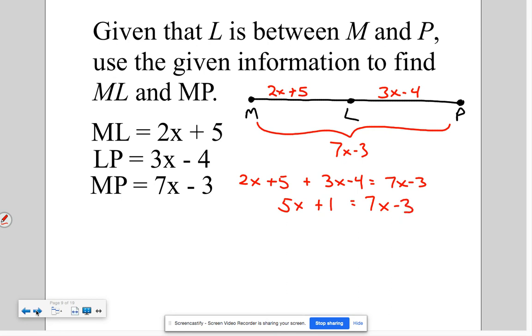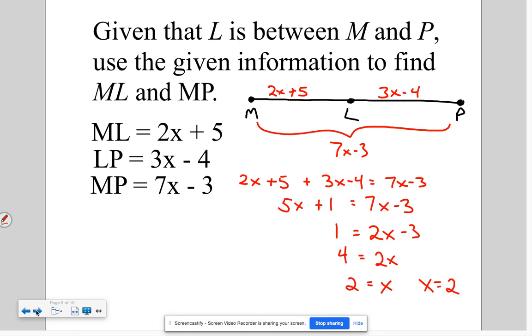Now I usually like to keep my value in front of my variable positive, so I'm going to take the 5x and subtract that from both sides. That way when I do 7x minus 5x, I'm left with a positive 2x. Going to add 3 to both sides to get rid of that minus 3 on the right. That'll leave 2x on the right, and 1 plus 3 is 4. And lastly, divide both sides by 2, leaving x by itself, and 4 divided by 2 is 2. So 2 equals x, or x equals 2.